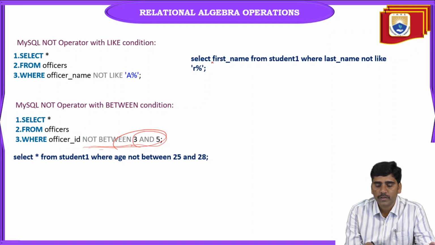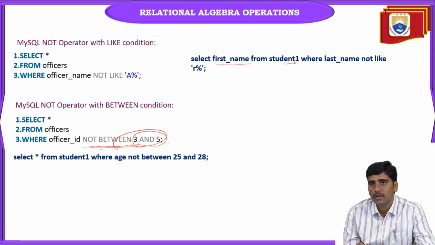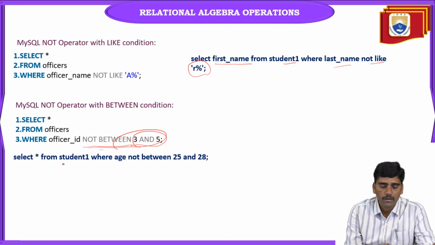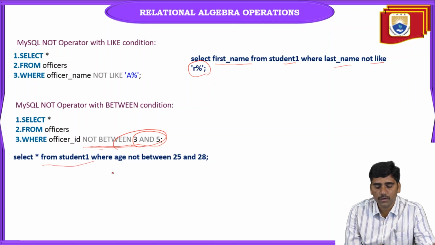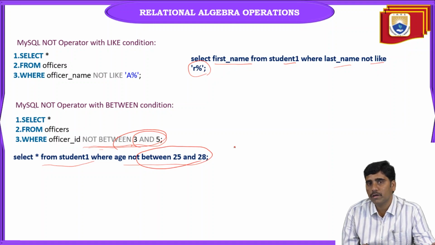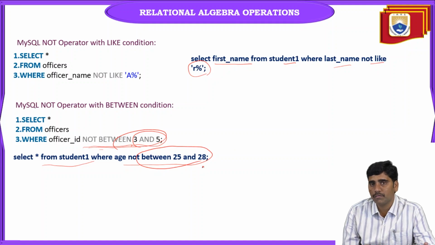For example, select first name from student1 where last name is not like 'or%'. That means whoever has a last name other than 'or' will be displayed. And here, select star from student1 where age not between 25 and 28. So whoever has an age not between 25 and 28, that means whoever has an age before 25 or after 28 will be displayed.